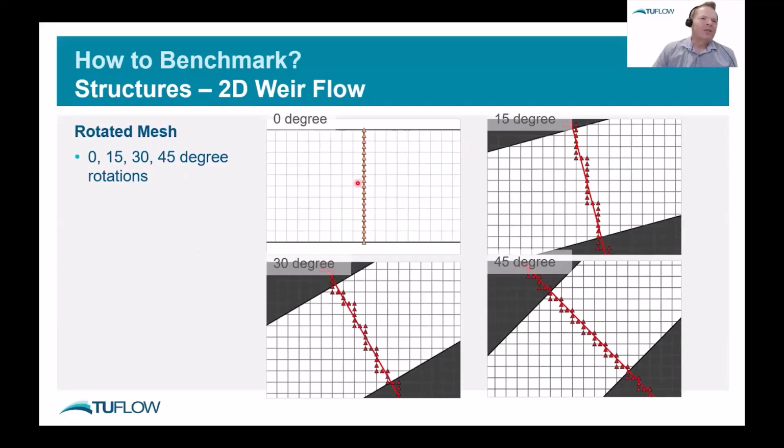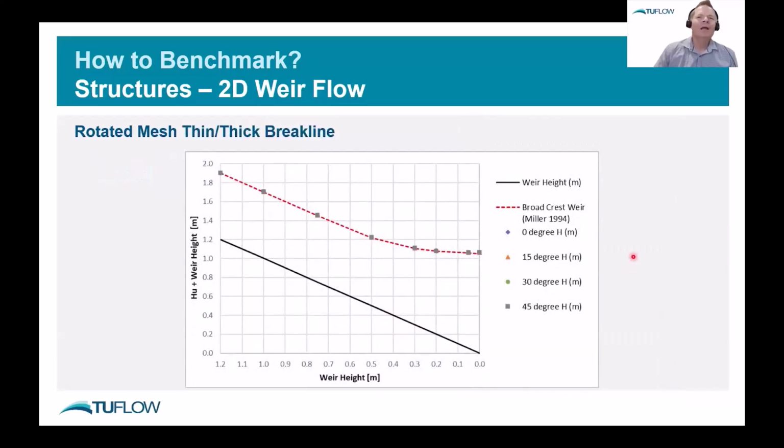With TUFLOW HPC, we are able to implement 2D weir structures in 2D. And of course, you have to be able to make these work for arbitrary mesh alignments with regard to the flow path. So we've tested it for 0 degrees, 15 degrees, 30 degrees, and 45 degrees. And we've done it for thin weirs and thick weirs. The end result here is these dots, which are so on top of each other that you can't actually see the symbols underneath, but they are all there. We get an excellent agreement for the structure performance.